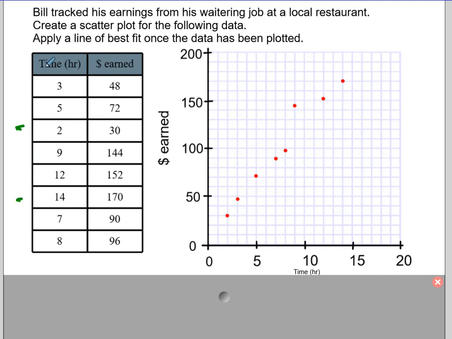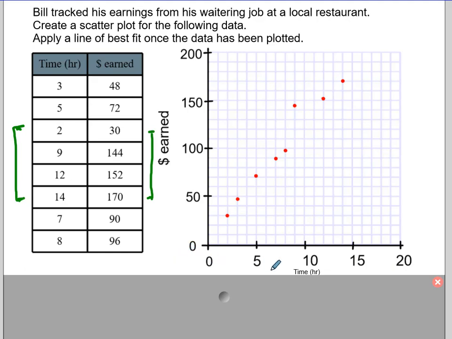So on my x-axis, I wanted to be able to go from 0 to 20 because I like to build in a little bit of extra space, so I have some room around my data. That's my critical information I have to include. For dollars earned, my lowest value is 30, my highest value is 170. So I need to include that information for sure. Again, I tack on a little extra space. Usually it helps me set up my scale to be a little easier.